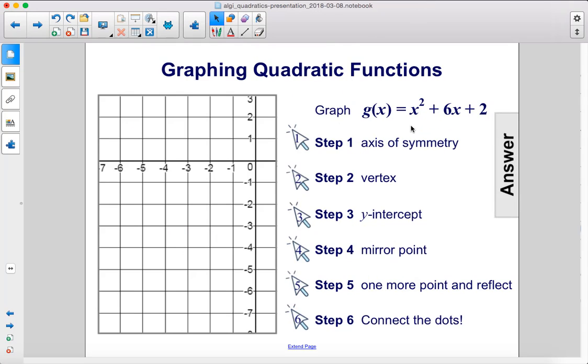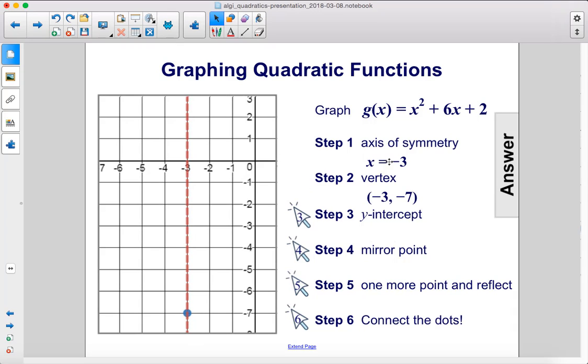Graph g of x equals x squared plus 6x plus 2. Step 1, axis of symmetry. So if you plug these a and b in at negative b over 2a, we get x equals negative 3. So we draw this dotted line at x equals negative 3. Step 2, the vertex. So we take this value, plug it into the function. That gives us the coordinate of our vertex, which is at negative 3 comma negative 7.